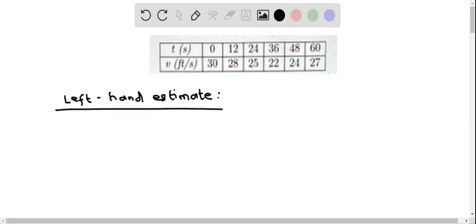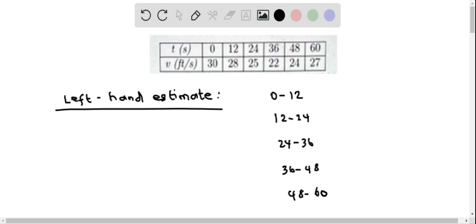We now determine the distance traveled by the motorcycle using the left-hand estimate with these five intervals. So we have the intervals from 0 to 12. This is one interval, and then 12 to 24 is another interval. Likewise, the next intervals are 24 to 36, 36 to 48, and then 48 to 60.